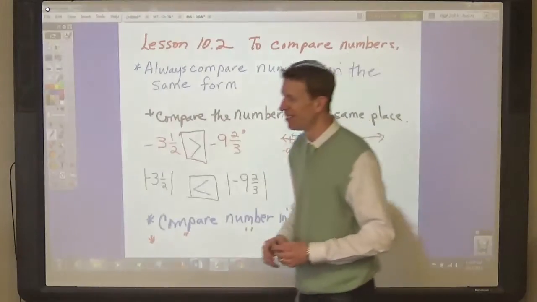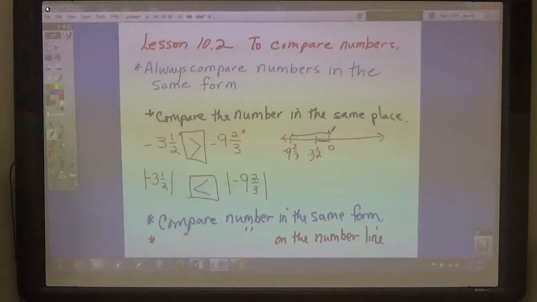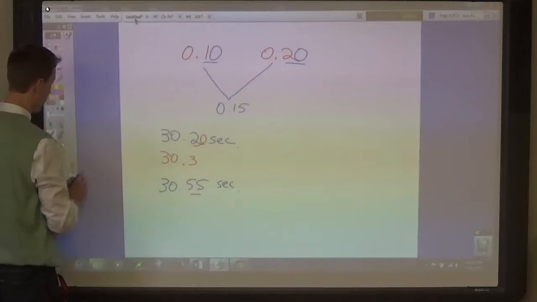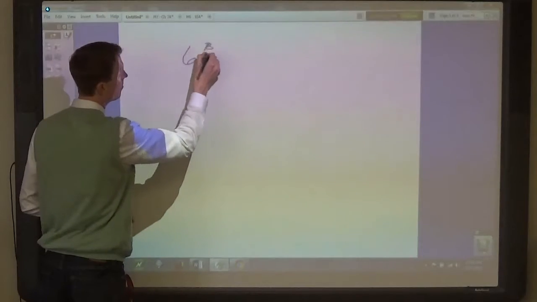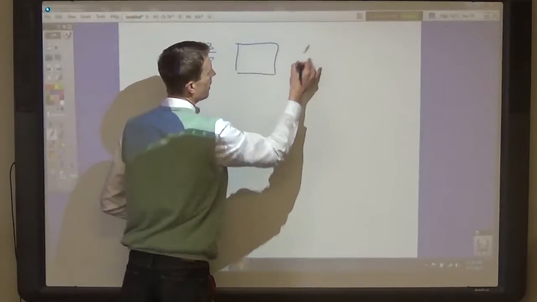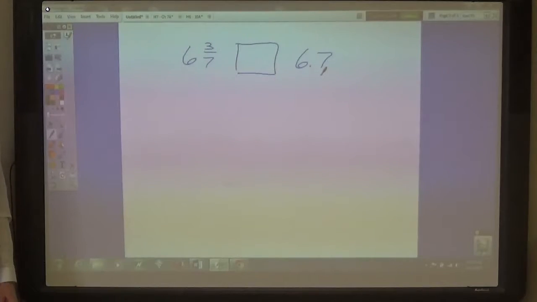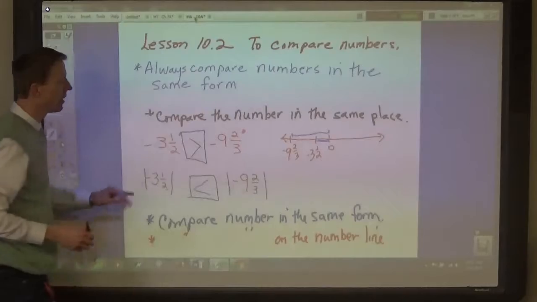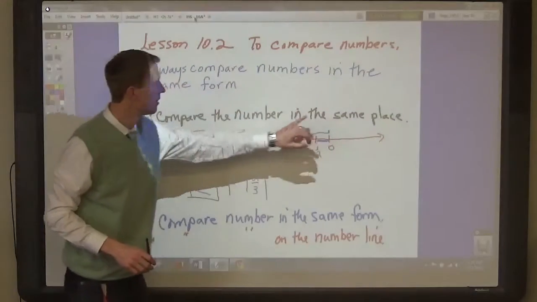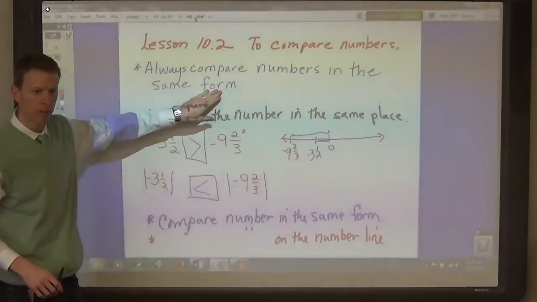Listen. Now, let's go to another example. What if we have 6 3/4 compared to 6.7? One of the things that we have to remember when comparing is that you always have to compare numbers in the same form.